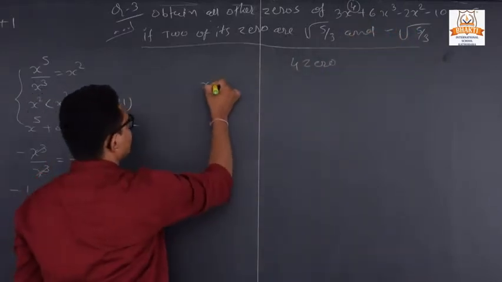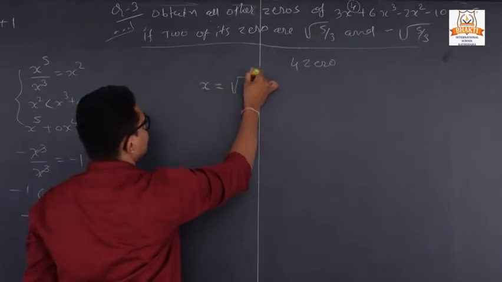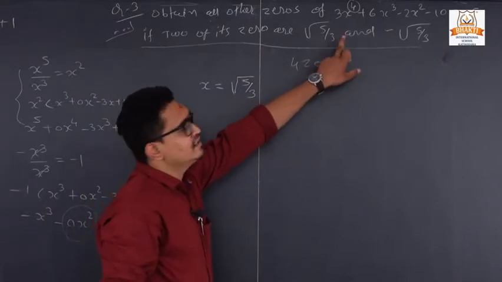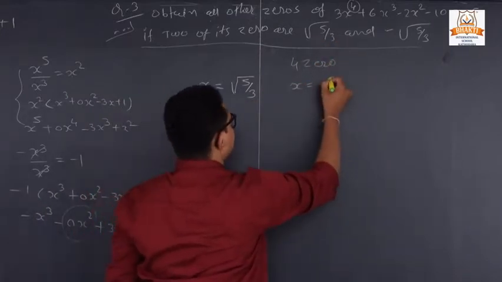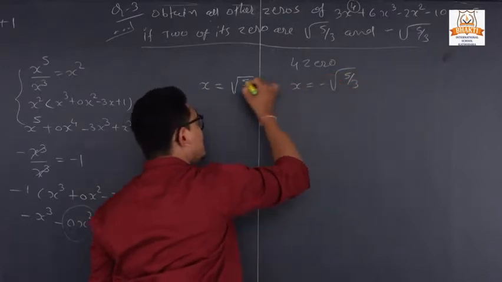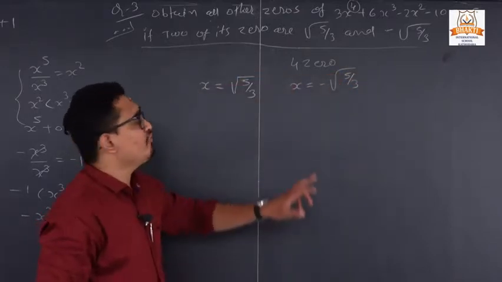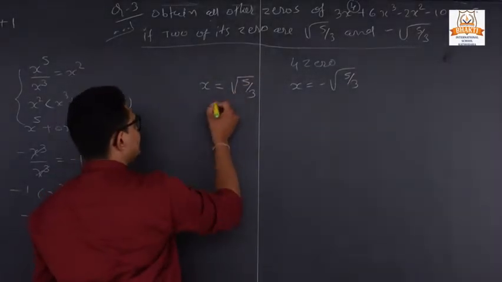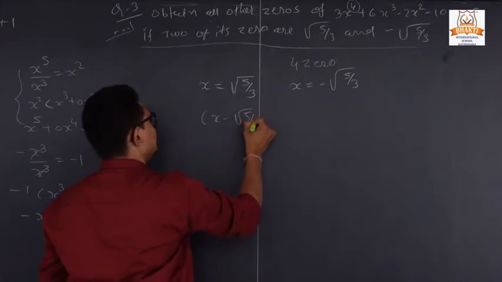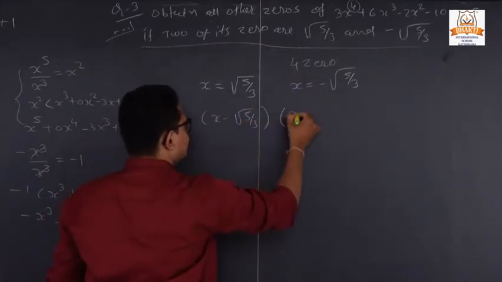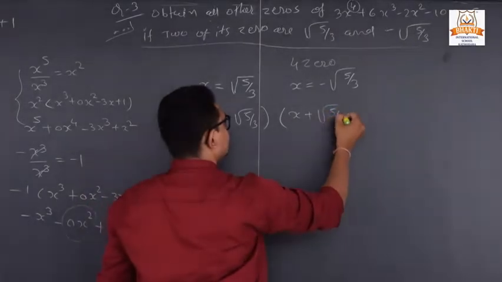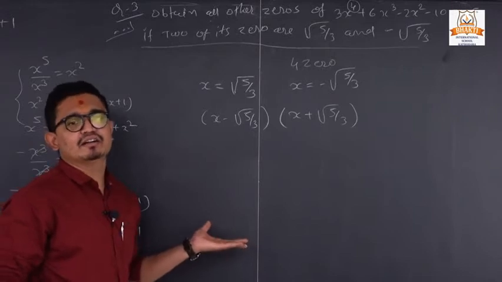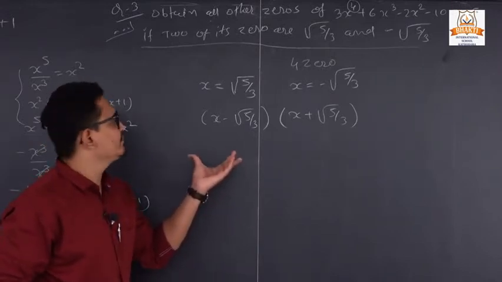So first of all, we can start with the first zero: x is equal to √5/3. Second, x is equal to −√5/3. Two values of x are given and we want to find the remaining two zeros. So the first factor is x minus √5/3, and the second is x plus √5/3, and the product is equal to 0. Here we cannot write that because it is not necessary.